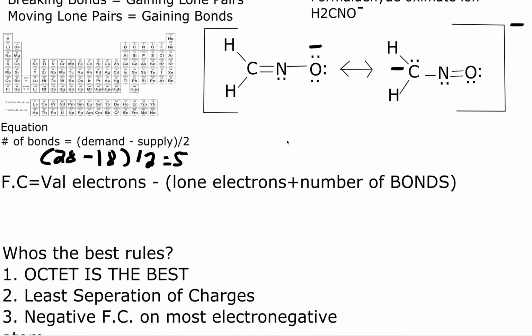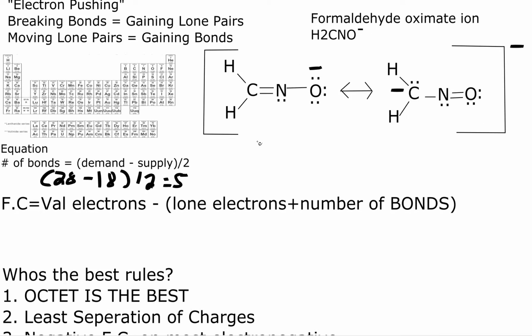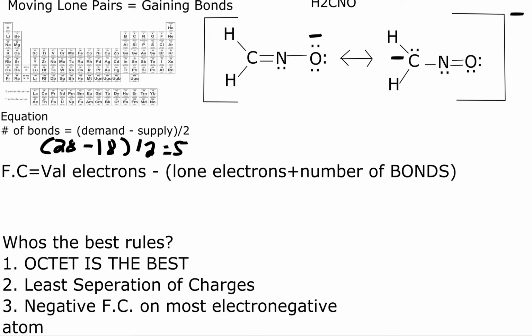We use these rules below, and octet is always the best, meaning this will always overrule all of these other rules. So we have an octet, an octet, an octet on each atom. All right, they both have octets. Now what? Least separation of charges.